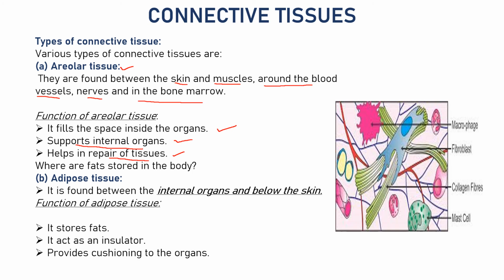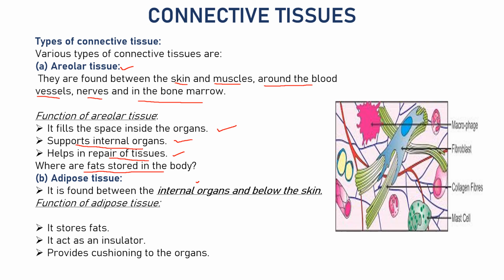And what about the fat stored in the body? Have you ever thought about where the fat gets stored in your body? Yes, it is stored in adipose tissue, right? Where do you find adipose tissue? Between internal organs, between two different organs, even around the organs, fat.